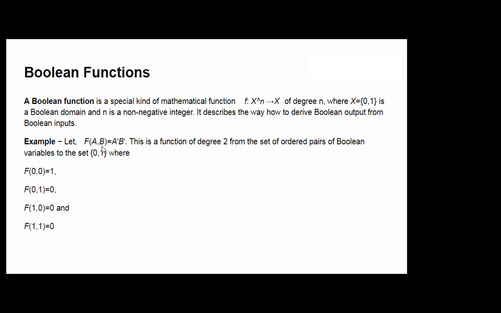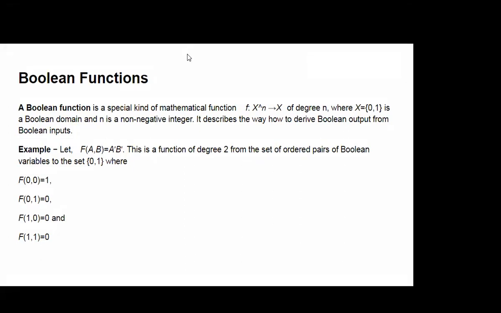Consider here a and b are the two elements, and take the combinations of a and b with 0 and 1. f(a, b) means f(0, 1). What will it be? 0 complement, 1 complement, means 1 star 0, and 1 star 0 gives us 1 here. This Boolean we will see with the help of the whiteboard.